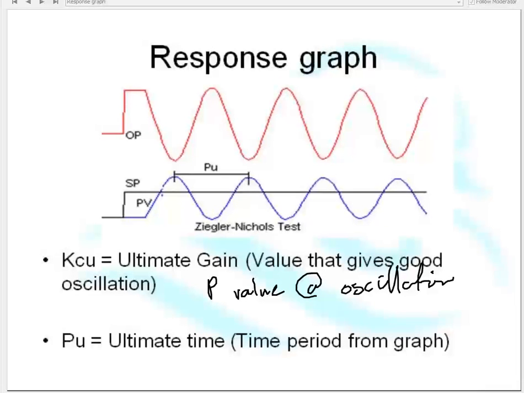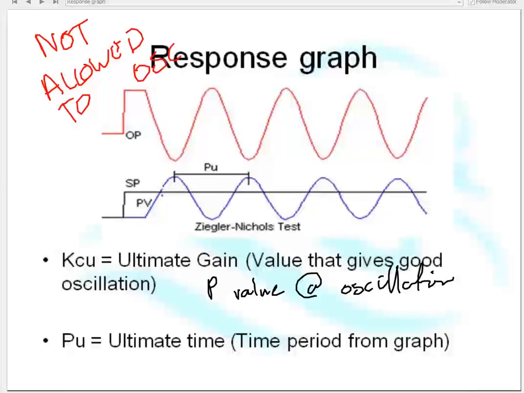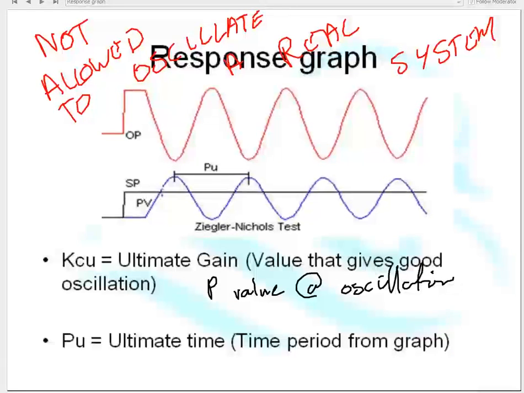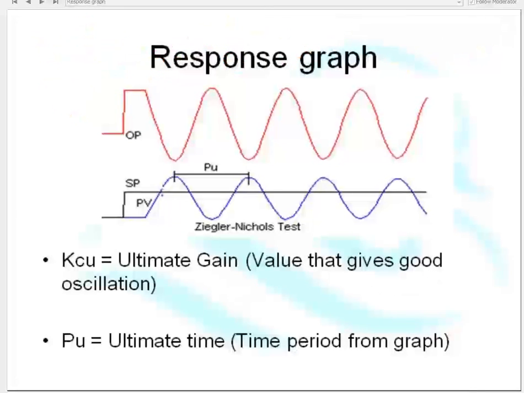Now, once again, I have to emphasize that you are not allowed to oscillate a real system. So you're not actually allowed to do this in the field. The reason I'm teaching you how to do it, well, next time I'll tell you why, when you've had a little bit of a chance to have a practice at some of this stuff. So, you have these 2 things, the P value when it was oscillating, and the gain of the oscillation.